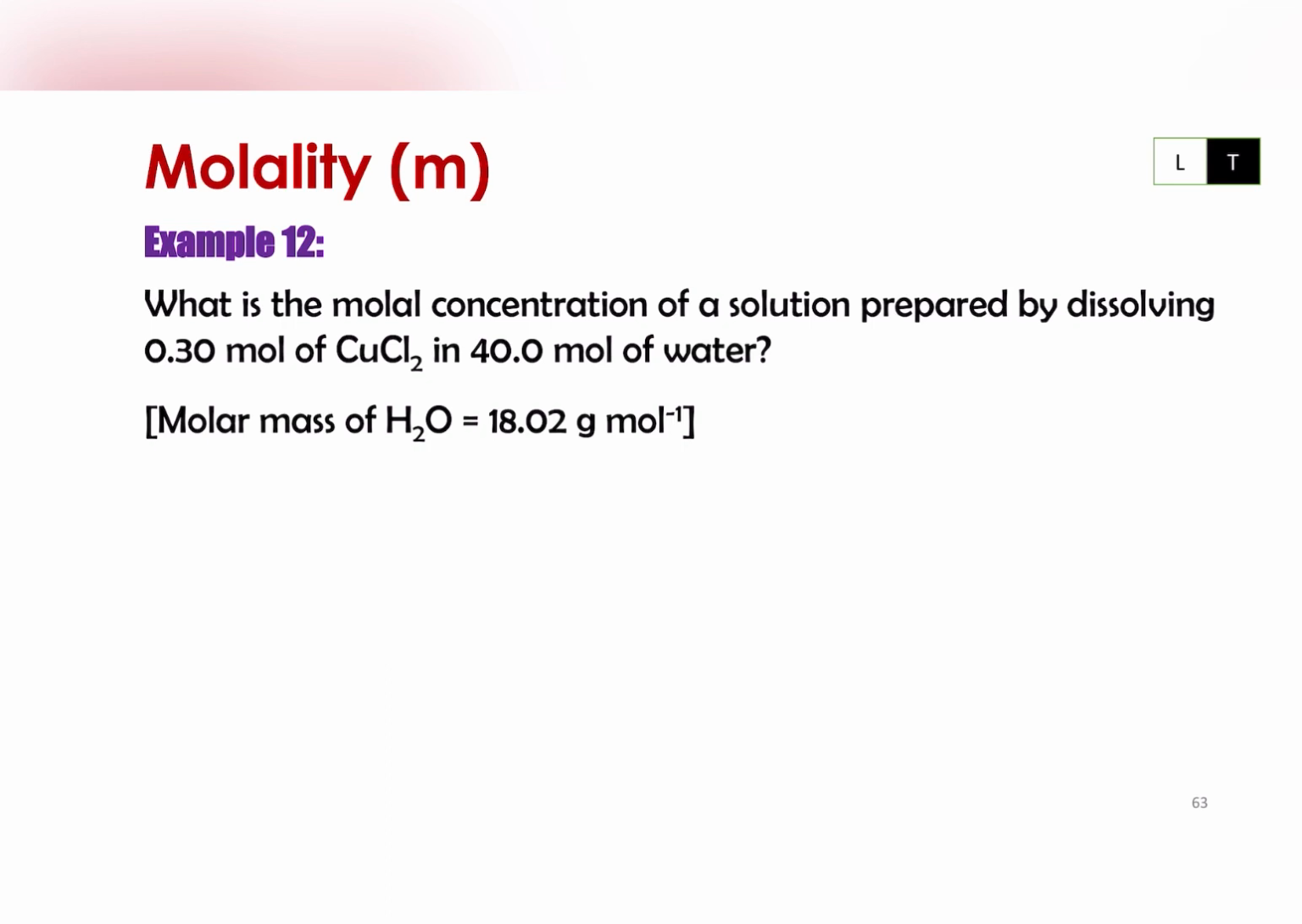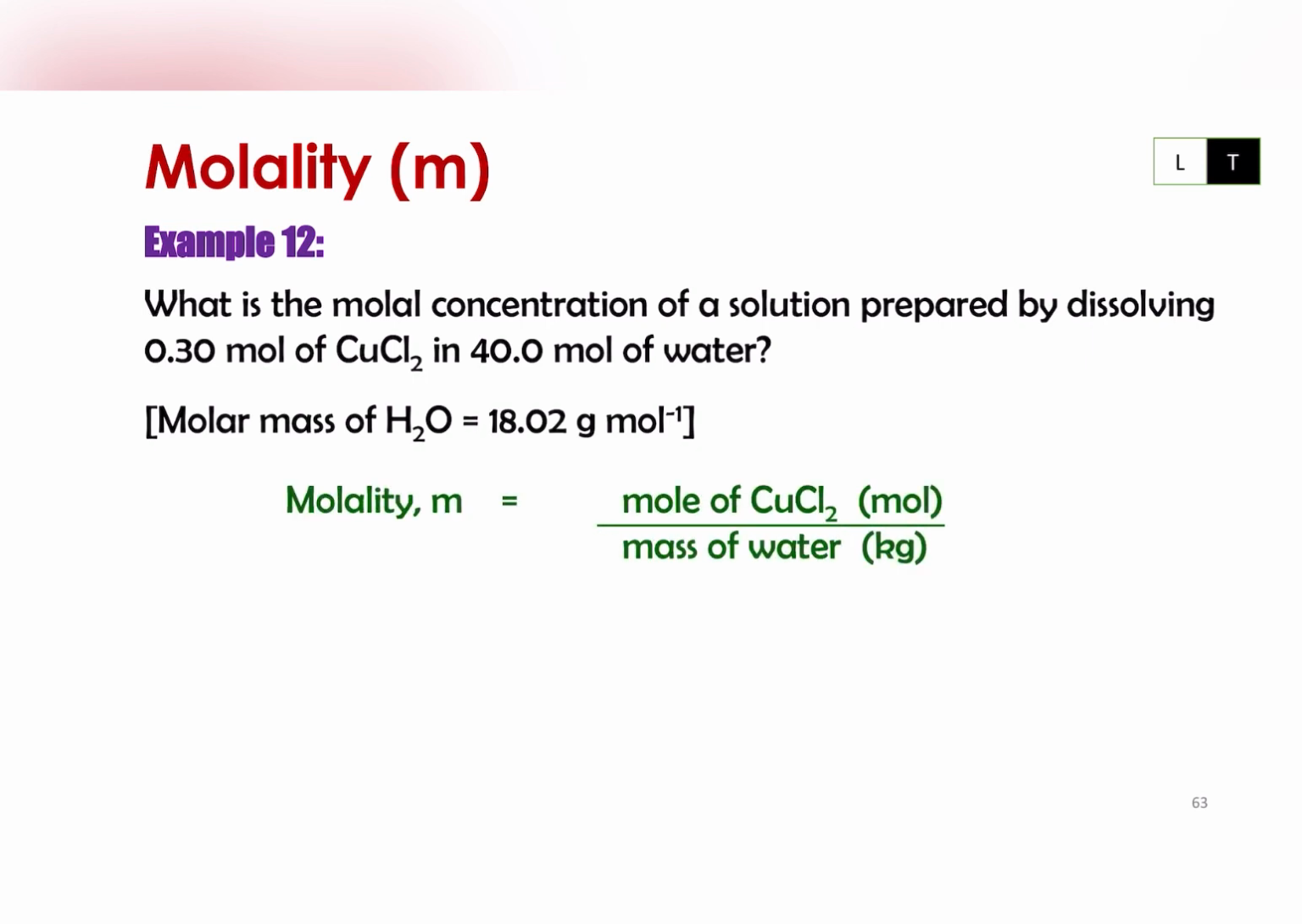Example 12. I want you to calculate the molality of a solution when you dissolve 0.30 mole of CuCl2 in 40.0 mole of water. So how do you calculate this part? First things first, you have to take a look at the formula of molality. It is very important for you to memorize the formula. So the formula for molality equals mole of CuCl2, your solute here, over mass of your solvent, which is water, in kilogram.